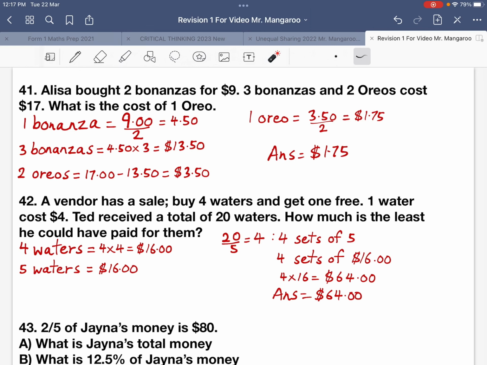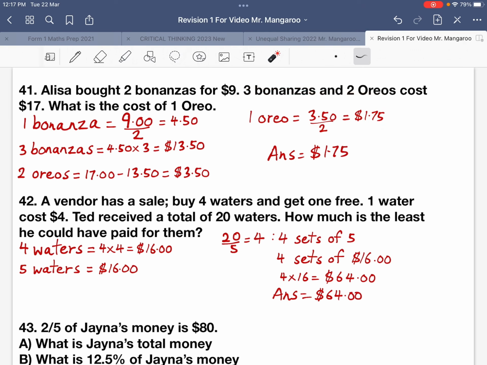Right, no, they told us, 3 bonanzas and 2 Oreos. So if we take away the cost of the 3 bonanzas from the total, we will remain with $3.50 for the 2 Oreos. And we divide the $3.50 by 2 to determine the price of 1 Oreo to get $1.75.